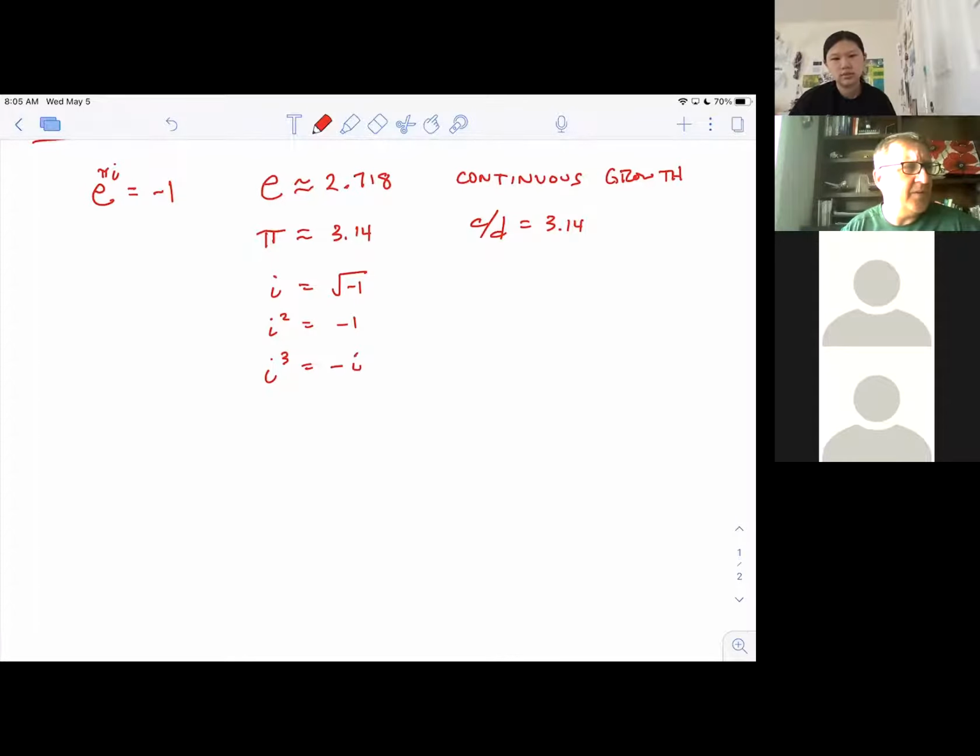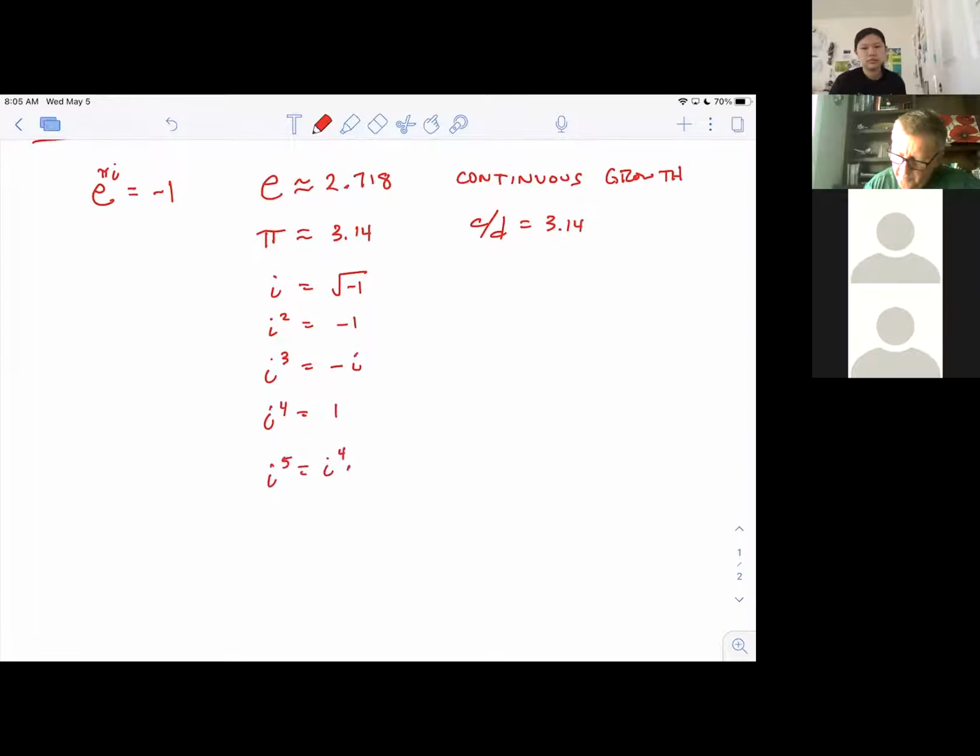Do you agree with that? You okay with that? i squared times i, right? So negative 1 times i. And then i to the 4th, of course, would be i squared times i squared. So that actually just gives us 1. So i to the 4th exists. And then since i to the 4th is 1, i to the 5th would be i to the 4th times i. And since i to the 4th is just 1, you're sort of back to i again.